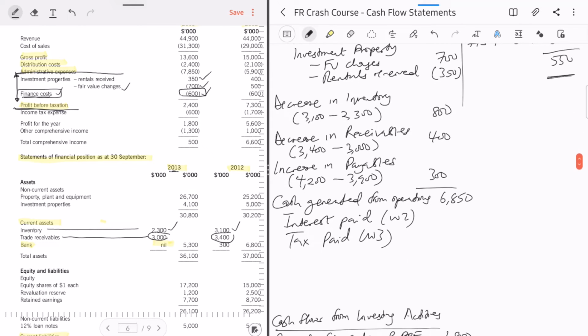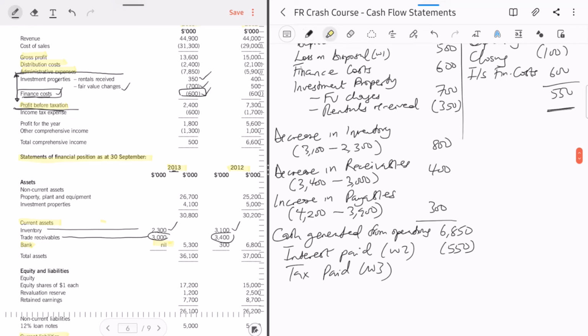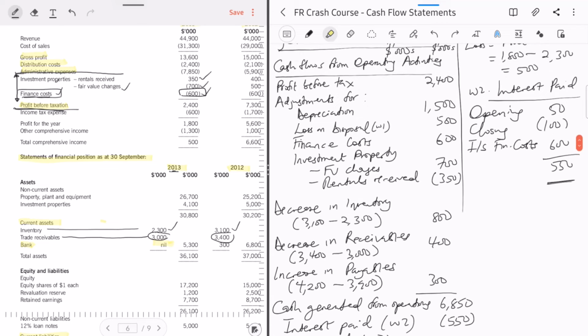So because it's 550 and it's interest paid, this would be an outflow. And you can say I linked it to working two neatly like you showed in your exam, right? So 550 as your outflow. Next thing is working three, which is to find your tax paid. Same approach, opening less closing, something happens. You get a cash flow, right?